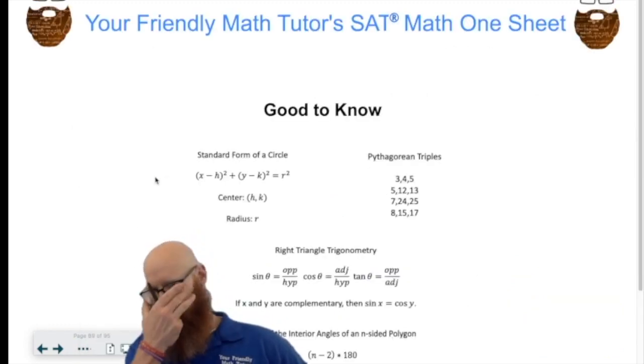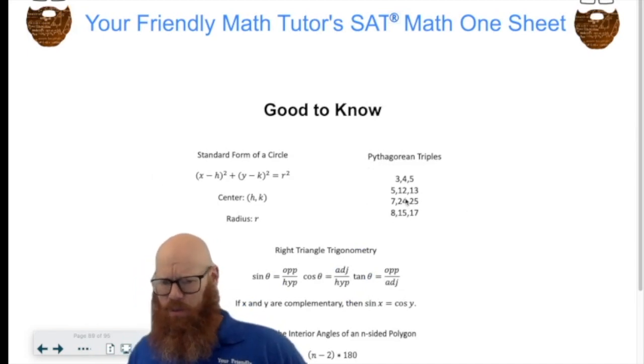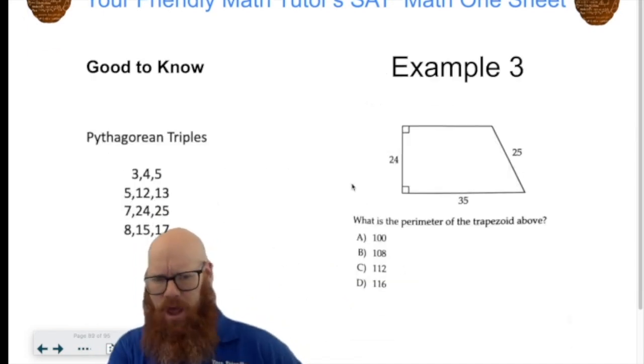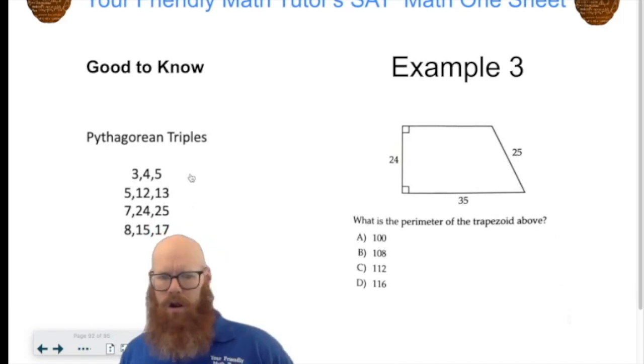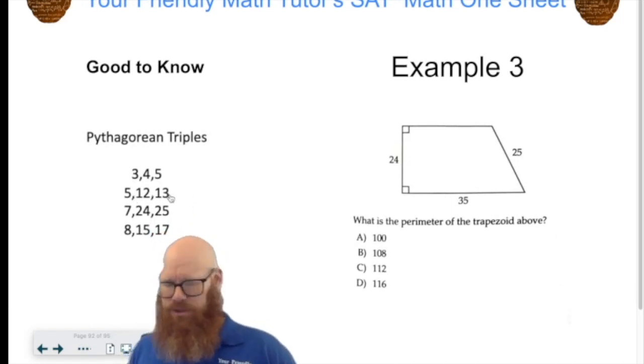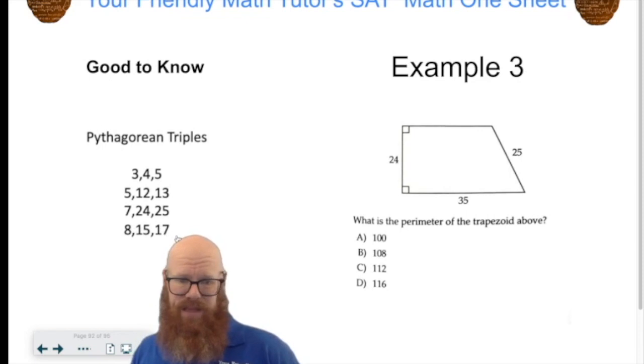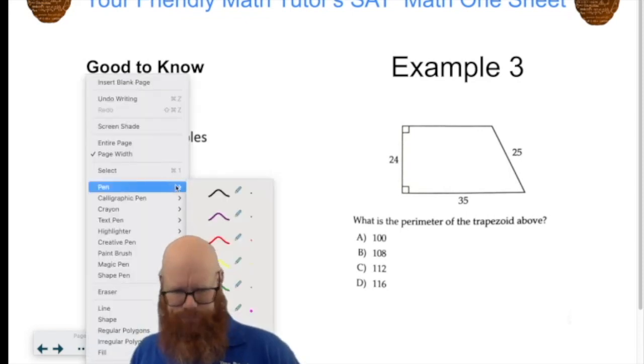Let's look at the next one, on Pythagorean triples. Knowing these four: 3, 4, 5 and 5, 12, 13 are definitely the most common. 7, 24, 25 and 8, 15, 17, I guess, would be the next two most common. There could be others that you've seen, but these are the four that I would really know for the test.